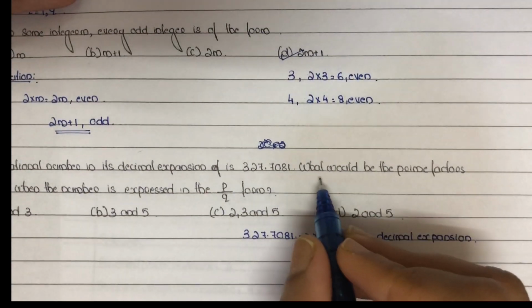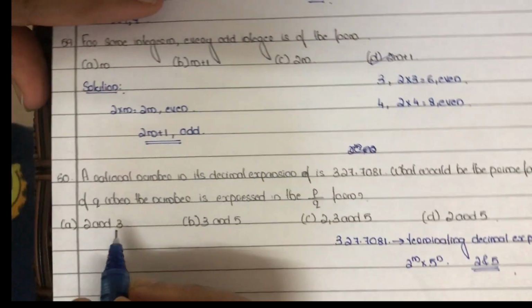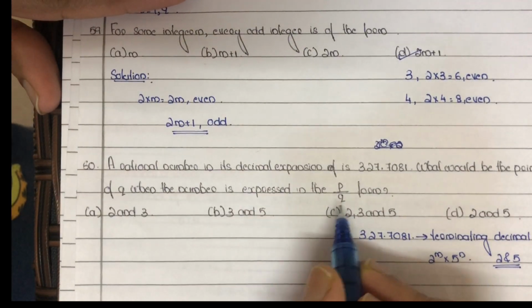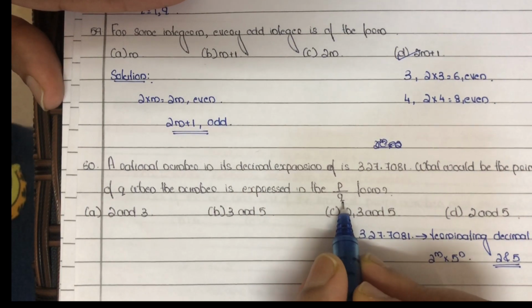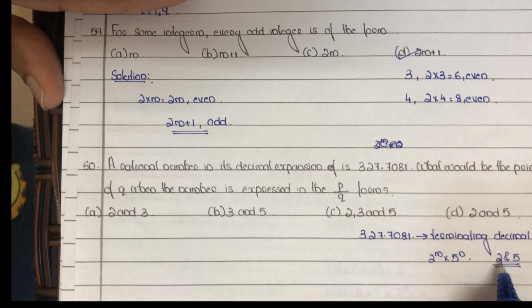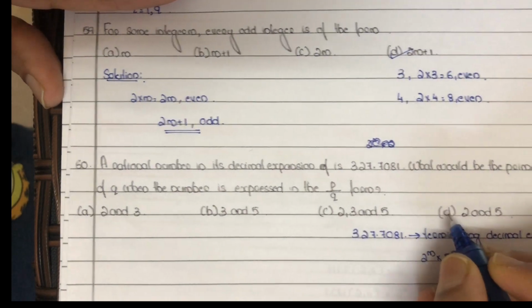And here the question is, what would be the prime factors of Q? Q means the denominator, when the number is expressed in the P by Q form. So the prime factors are 2 and 5. Option D.